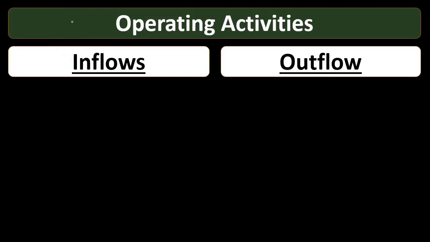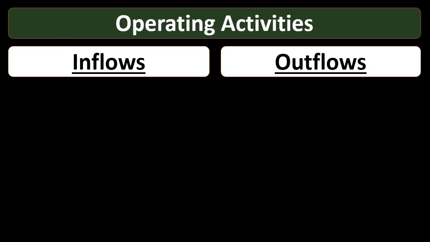So we'll start off with the operating activities. We're just going to look at the major components of the cash flows within the operating activities. So we'll talk about inflows and outflows. Remember, what we're talking about here is cash. So when we're talking about the statement of cash flows, we're talking about cash flows, the cash that goes into the company, the cash that goes out of the company. We're going to talk about inflows and outflows here related to operating activities.